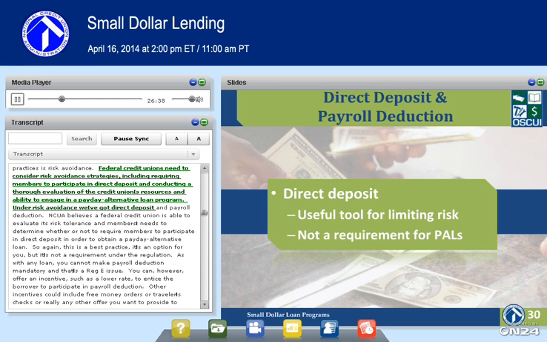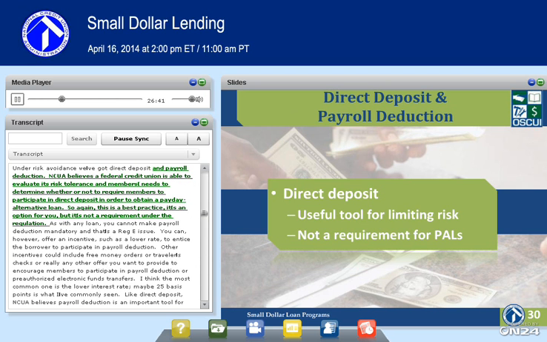Under risk avoidance, we've got direct deposit and payroll deduction. NCUA believes a federal credit union is able to evaluate its risk tolerance and members' needs to determine whether or not to require members to participate in direct deposit in order to obtain a payday alternative loan. So again, this is a best practice. It's an option for you, but it's not a requirement under the regulation.